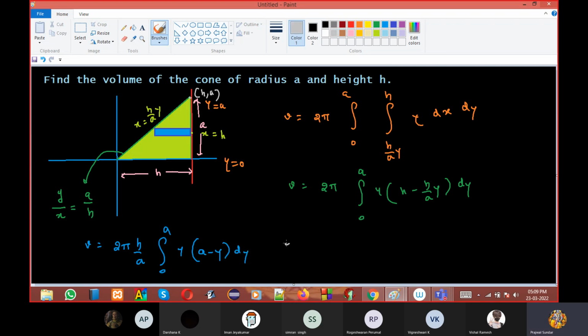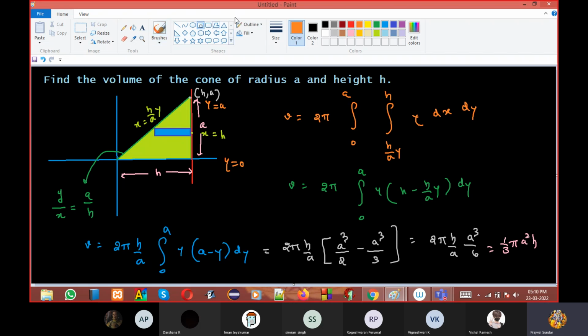This you can integrate directly. a y becomes a y squared by 2, so a cube by 2, minus y cube by 3, so a cube by 3. So this will be 2 pi h by a, times a cube by 6. So you will get 1 by 3 pi a squared h. Right, this is the volume of the cone. Correct, you got it. See, we got the volume of the cone.